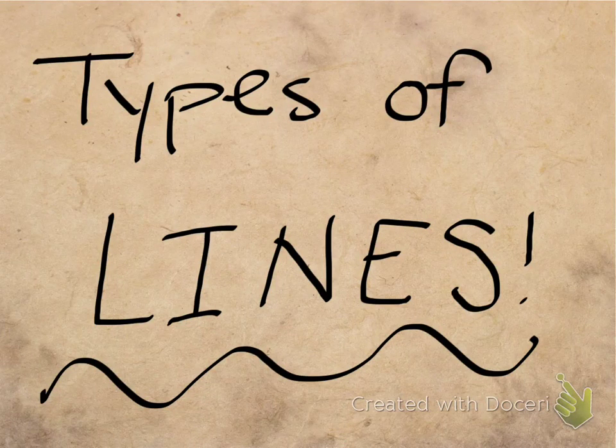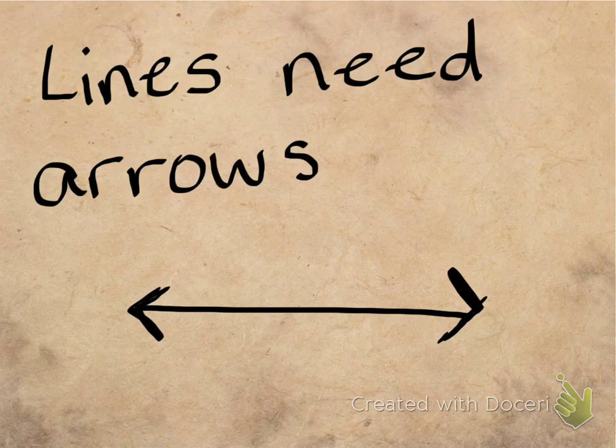Why, hello there. Today we're going to talk about types of lines. Lines are so important in geometry. One thing before we start is that you need to know that arrows are included on all lines.